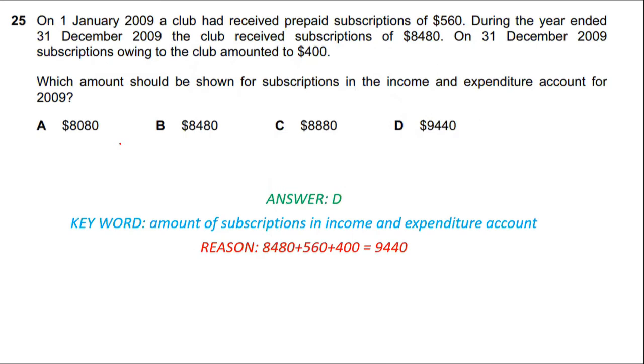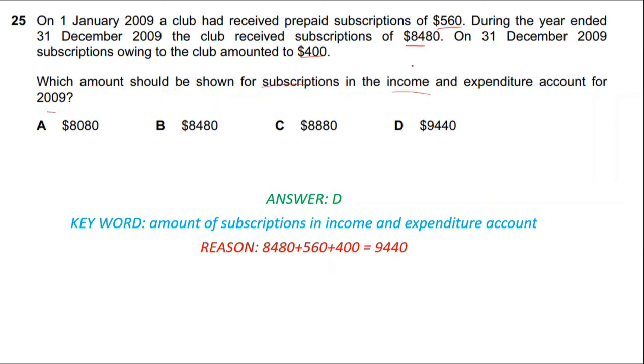Multiple choice 25. On 1st January 2009, a club had received prepaid subscriptions of $560. During the year ended 31st December 2009, the club received subscriptions of $8,480. On 31st December 2009, subscriptions owing to the club amounted to $400. Which amount should be shown for subscriptions in the income and expenditure account for 2009?